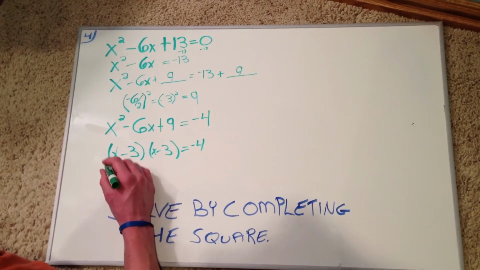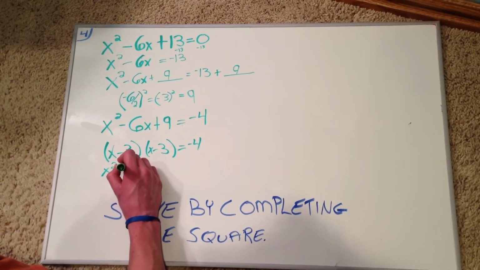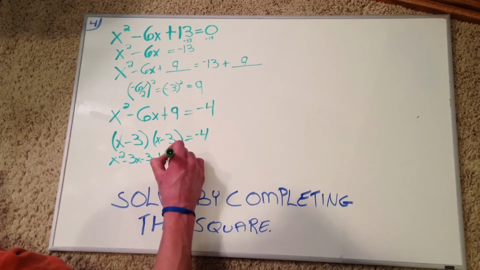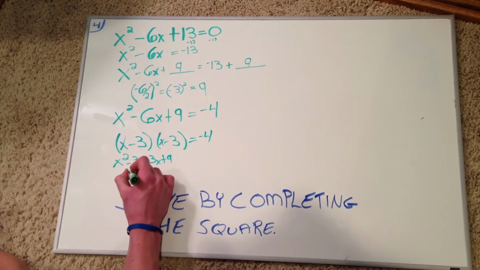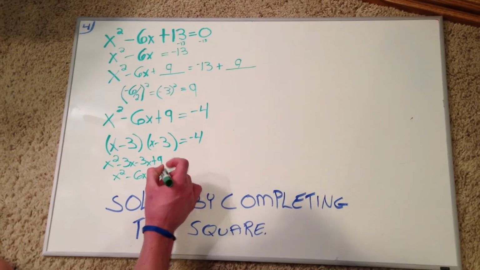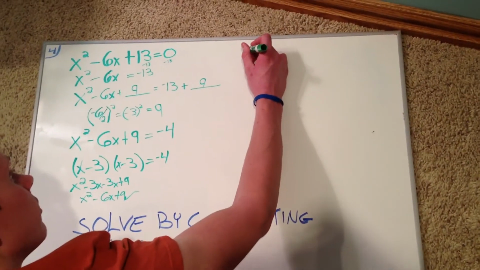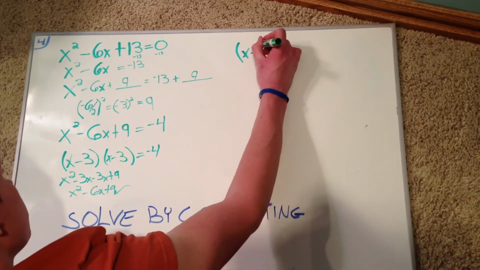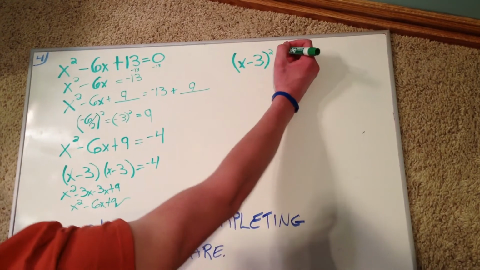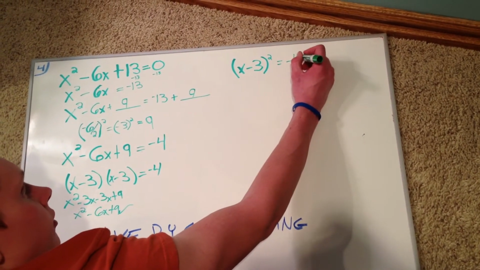To check that, we can FOIL it back out. So we'll have x squared minus 3x minus 3x plus 9. So we have our x squared minus 6x plus 9. So that checks out. So now we're going to come back over here. We have x minus 3. So if we have two copies of that, we're going to square that equals negative 4.